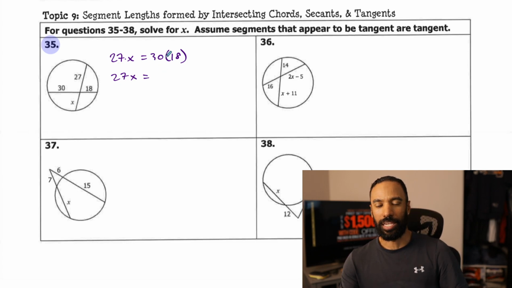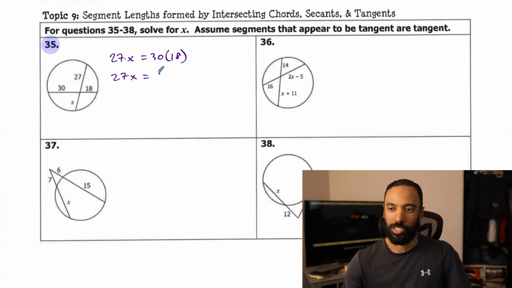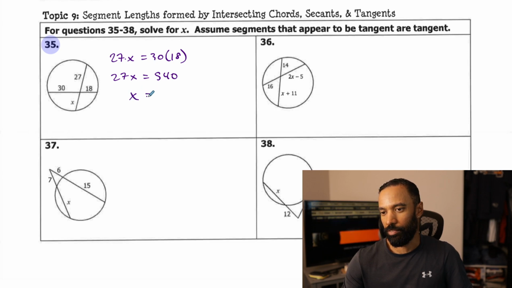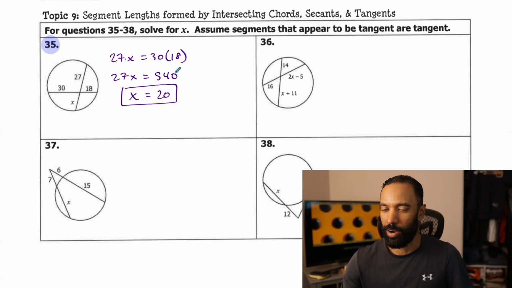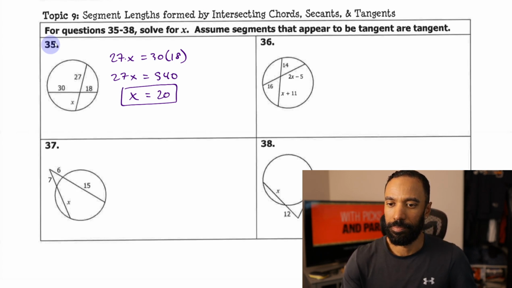And there are ways that I can reduce. Oh, actually, this will be fine. This is 540. So divide by 27, you get x equals 20. They just said solve for x. That's all I'm going to do, and I am done.